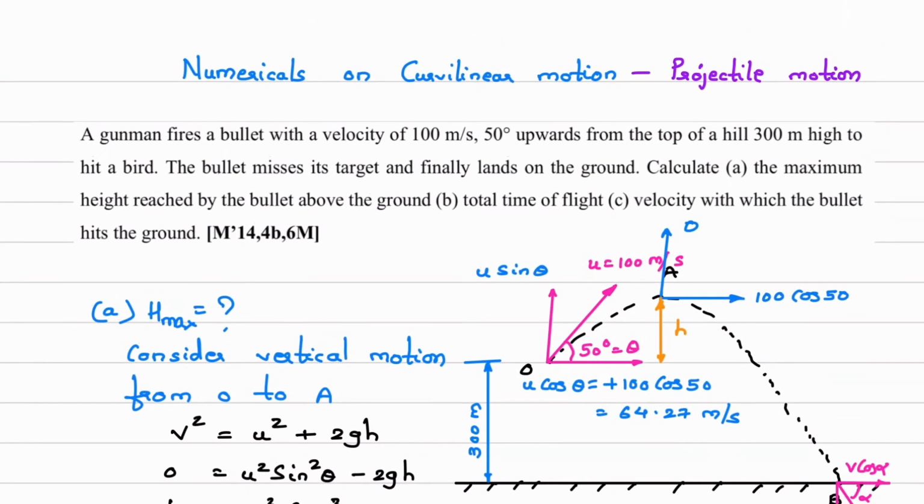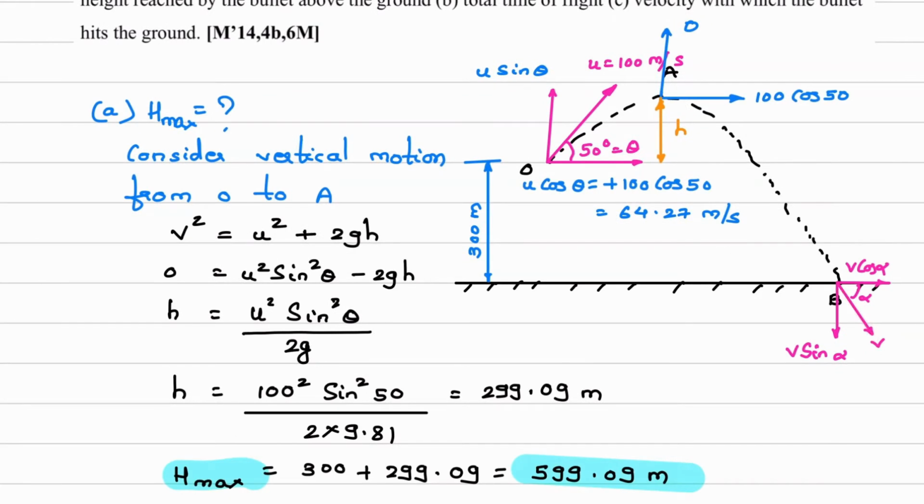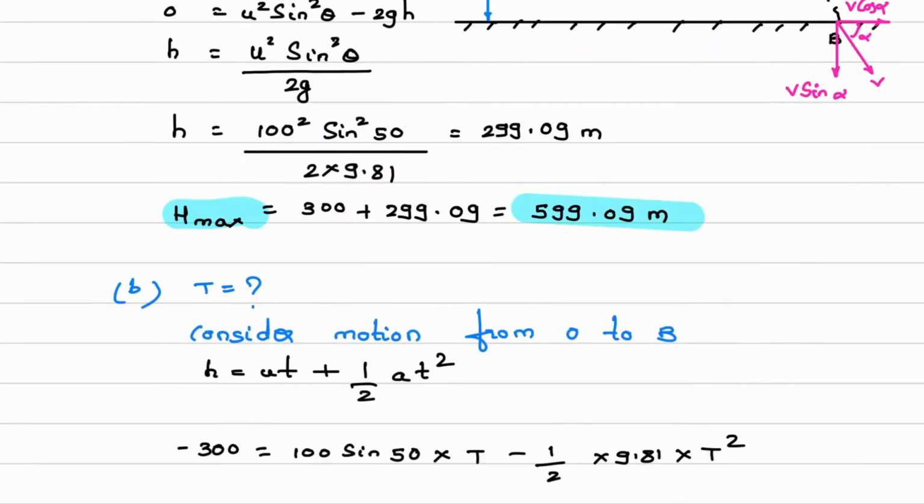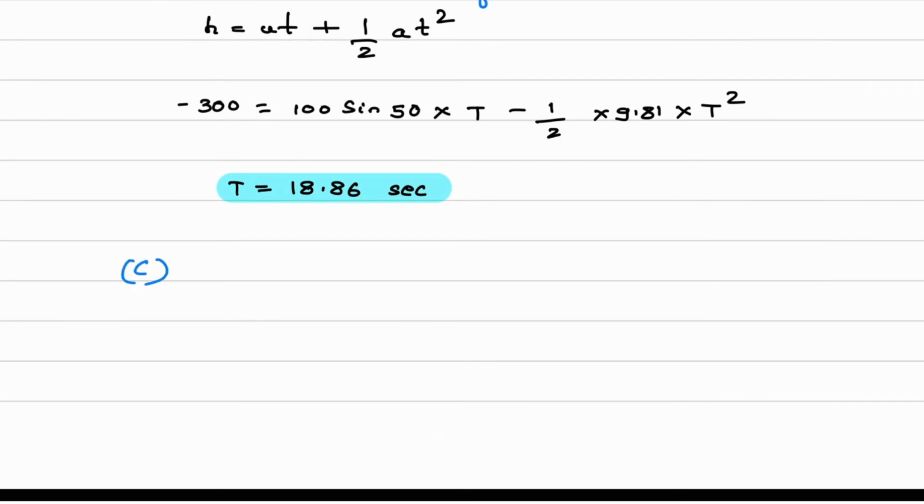Next, velocity with which the bullet hits the ground. Now here we have to calculate v, and then we have to calculate angle alpha. So first we will consider vertical motion from O to B, and then we will consider horizontal motion. So I'll write down sub question number C. You have to calculate velocity. Now consider vertical motion.